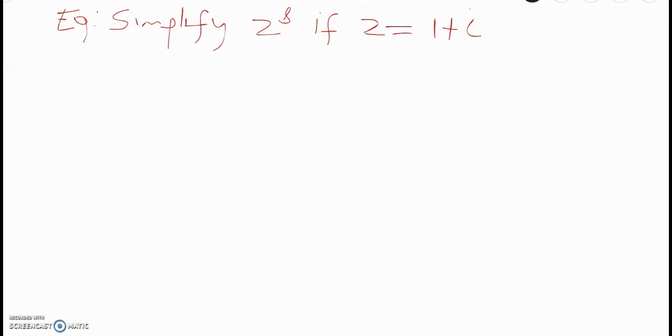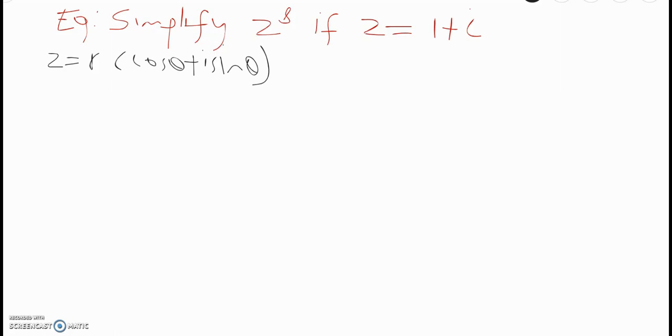Now here's a simple example. Simplify z to the 8 if z is equal to 1 plus i. So the first thing I want to do with z is to put it in its polar form. Now in the polar form, let us recall what the polar form says. It says that z is equal to r into cos theta plus i sine theta, where r is the modulus and theta is the principal argument.